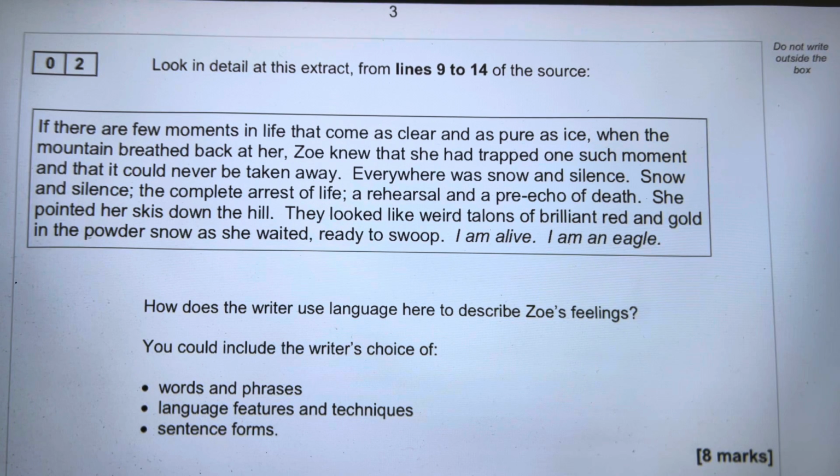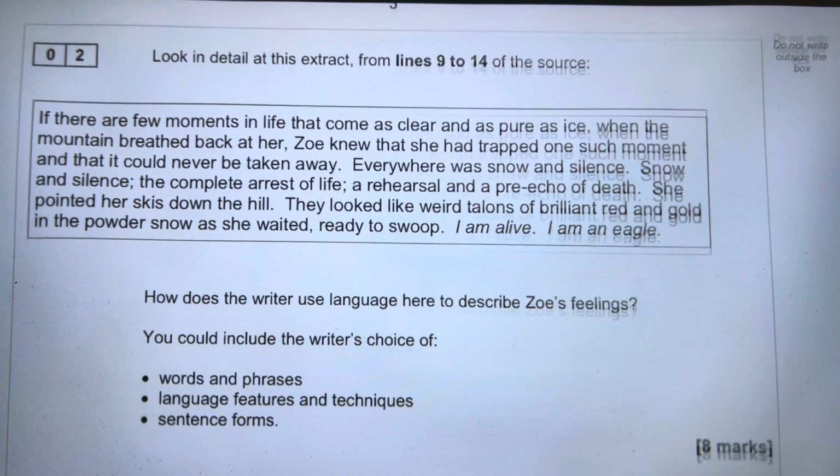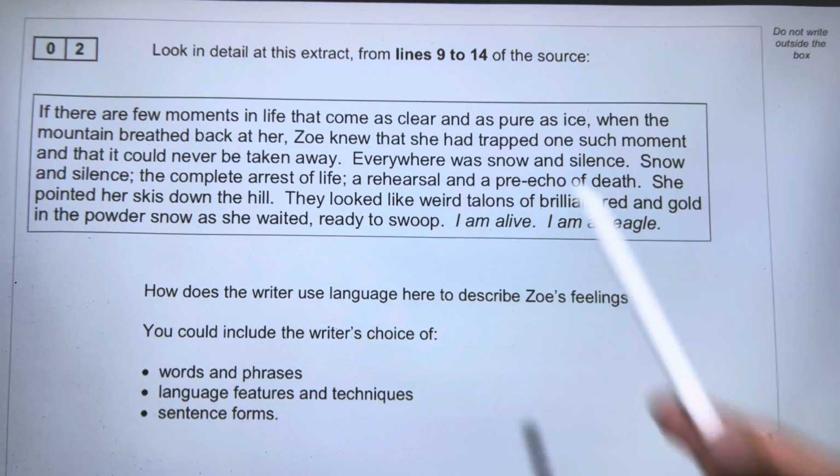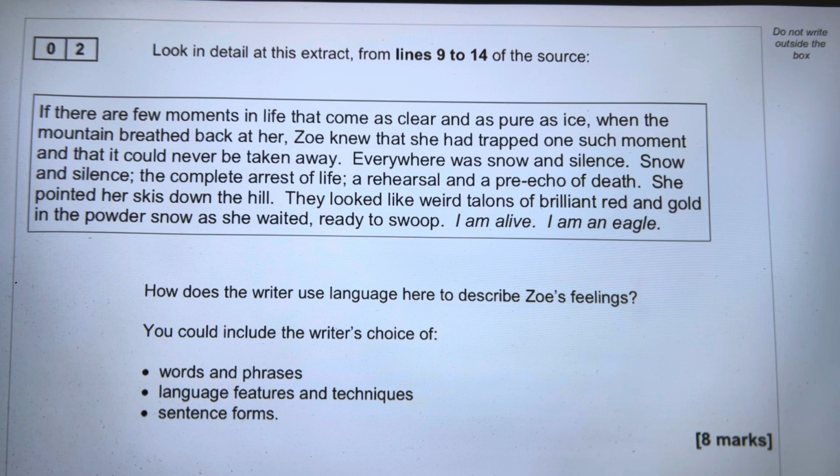So, look in detail at this extract from lines 9 to line 14 of the source. And for this one, we don't need to put a box because they've given us the box here already. How does the writer use language to describe Zoe's feelings? You could include the writer's choice of words and phrases.